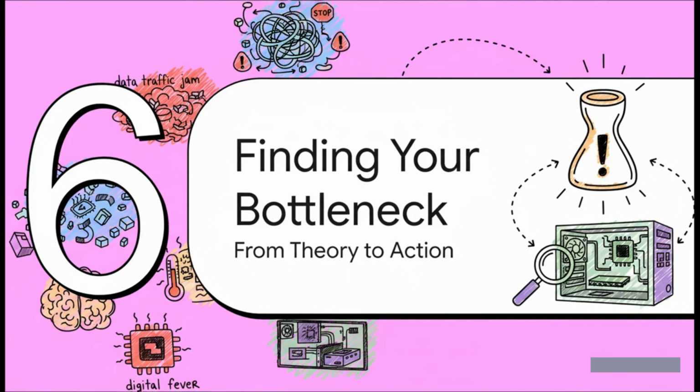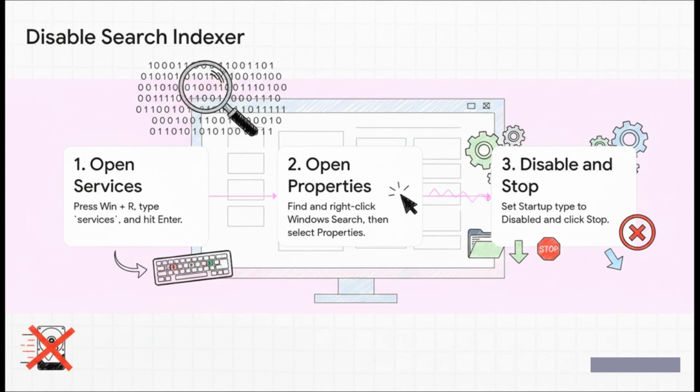Okay, so we've met the main villains: the data traffic jam, the memory scramble, and the digital fever. Now for the important part. How do we turn all this theory into action and figure out which one is causing trouble on your machine? Well, a great place to start is with those usual suspects we talked about at the beginning. For example, if you open up your task manager and you see that Windows Search is just constantly churning away, you can follow these exact steps to turn it off. For a lot of people, especially with older hard drives, this one simple fix can make a huge difference.